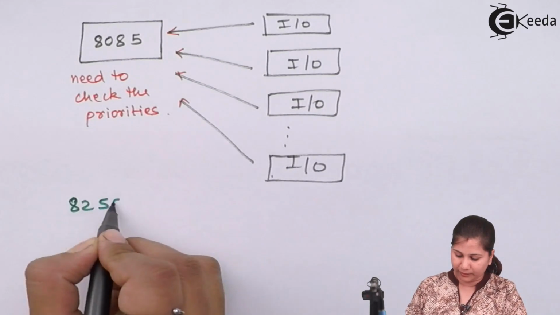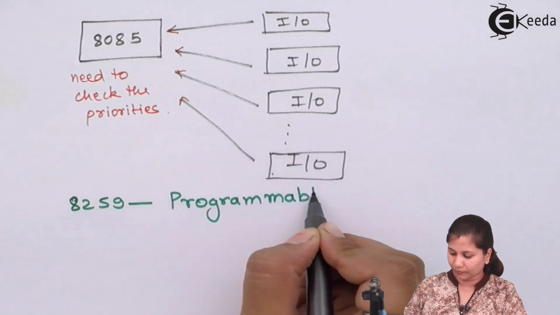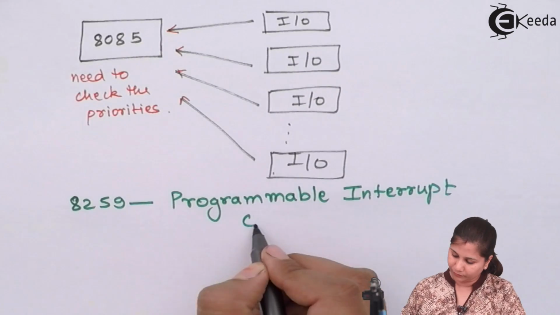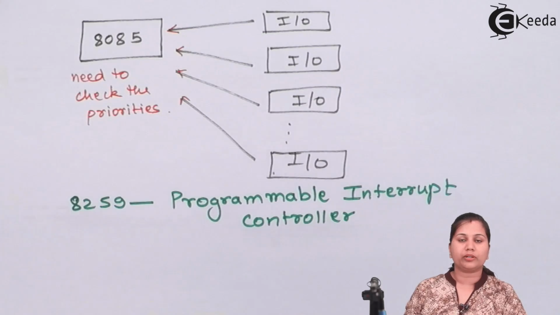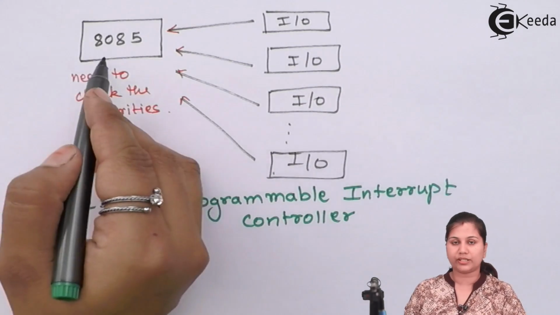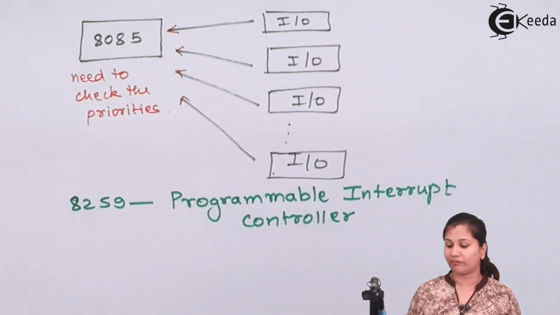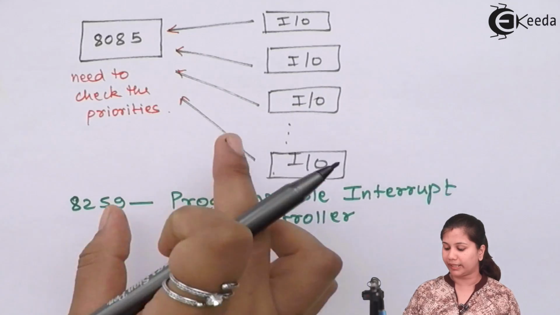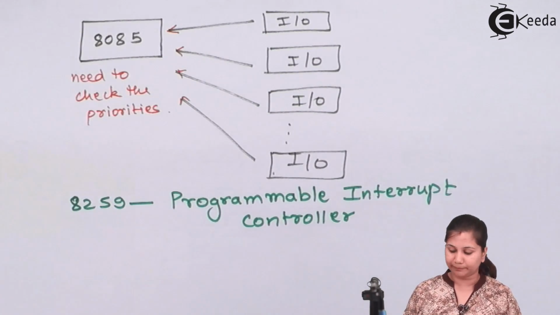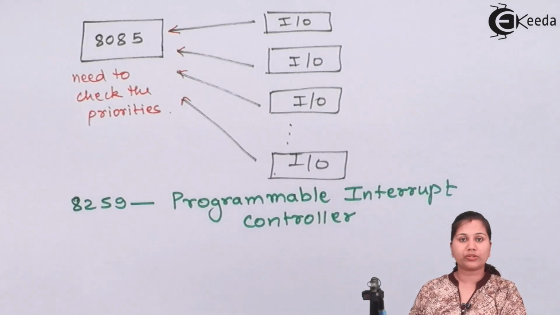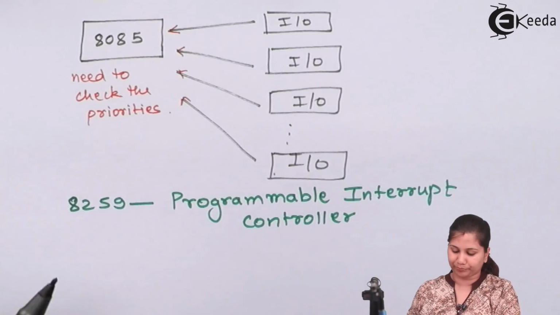So this 8259, which is known as the Programmable Interrupt Controller, controls all the interrupt operations of this 8085 microprocessor when it is communicating with multiple interrupt systems, like where it is having multiple interrupts, then we can use this 8259 IC, this Programmable Interrupt Controller. So in this video we are going to study some of the features of this Programmable Interrupt Controller, or PIC.